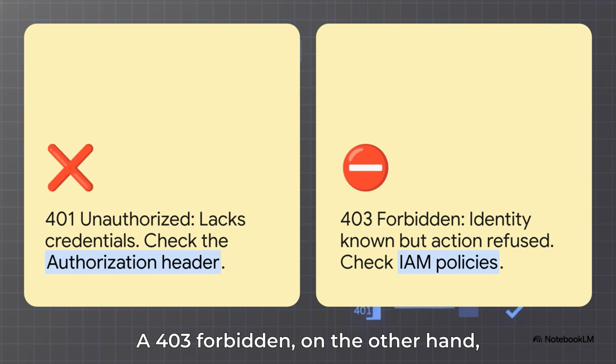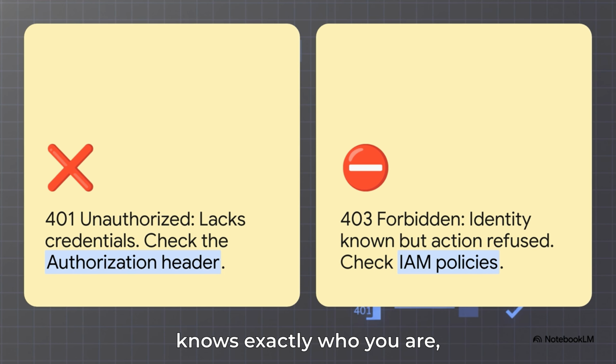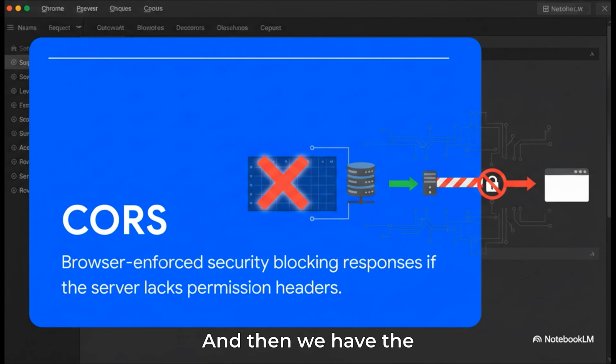A 403 forbidden, on the other hand, means the server knows exactly who you are, but you simply aren't on the VIP list for that specific action. You have a key, but it doesn't open this particular door. For a 403, you need to check IAM policies, OAuth scopes, or see if a web application firewall is blocking an IP address. And then we have the notorious CORS error.